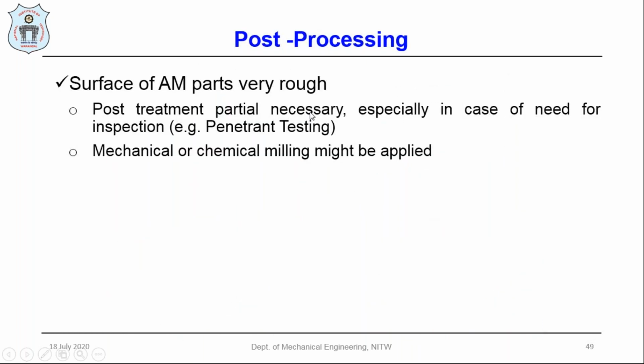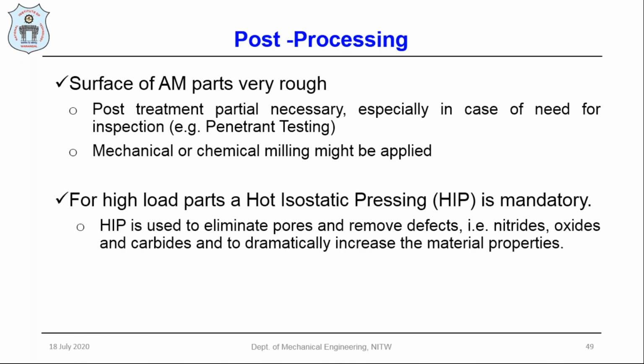The post processing techniques are very much important to eliminate the rough surfaces. Depending on the need, we have to choose either mechanical, chemical, or laser polishing. And definitely for the high load parts, hot isostatic processing is very much important. It is mandatory to have the HIP process, the hot isostatic process, for the high load parts and for having better mechanical properties.